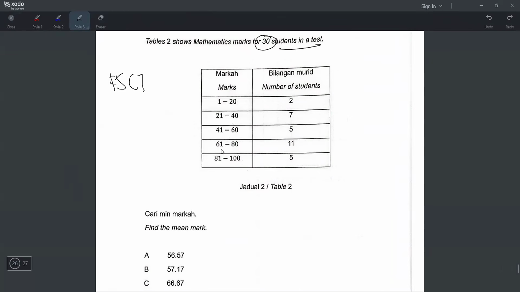Dalam bahasa Melayu, sukatan serakan untuk data terkumpul. So 30 must be the total frequency. This is the x, this is the f. So find the mean. For group data, you have to use this formula: sum of fx divided by the sum of f.